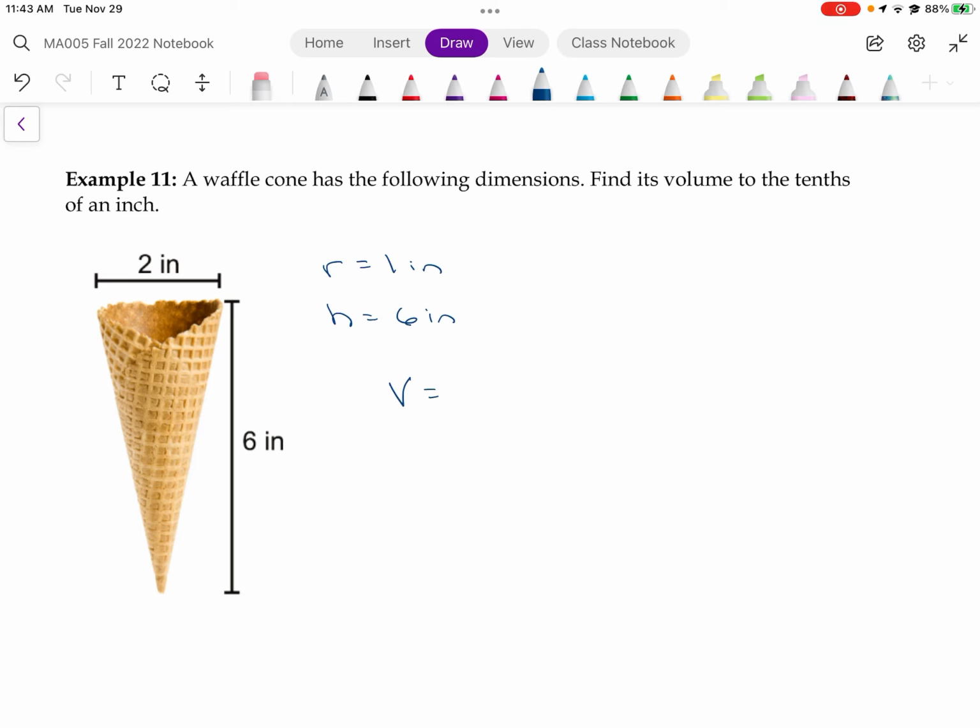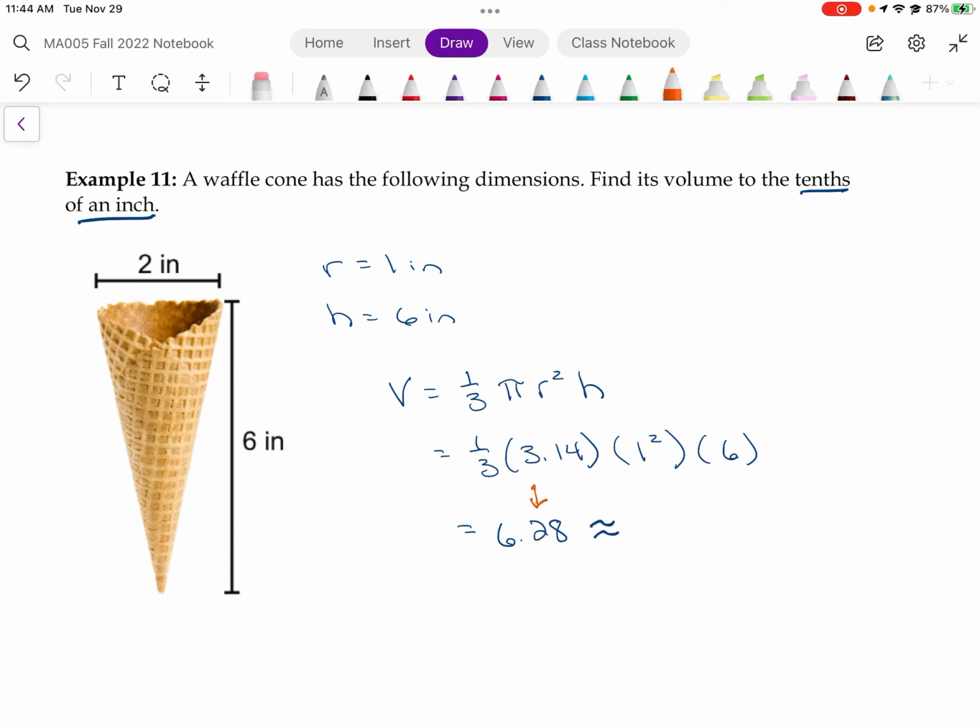All right, so the volume is 1/3 pi r squared h. So that is 1/3 times 3.14. R is 1 squared times 6. So you should get 6.28. Rewrite that, 6.28. And they want it to the tenths of an inch. So that's going to be to this place value here, and that's going to be 6.3 inches what? Since this is volume, it is cubed.